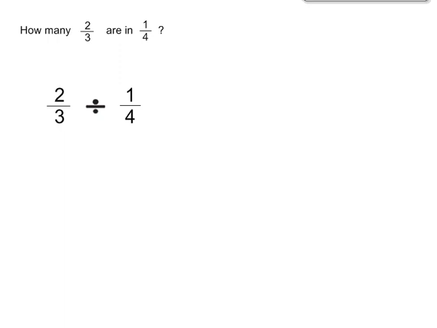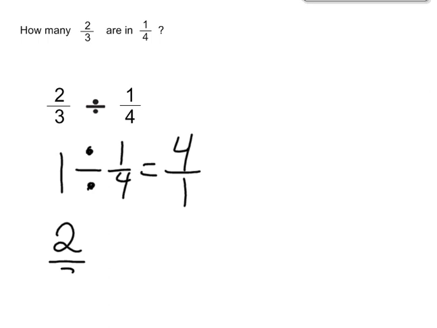Let's do another one. If we switch it around, how many 2/3 are in 1/4? See the equation put out right there. First idea, find the reciprocal of our second fraction, our divisor, if you will. Remember, we're dividing by. So in other words, that's 1 divided by 1/4. It's going to give us 4 over 1 for our reciprocal. Now we can go back to our original problem, 2/3. Now we're going to multiply by the reciprocal.